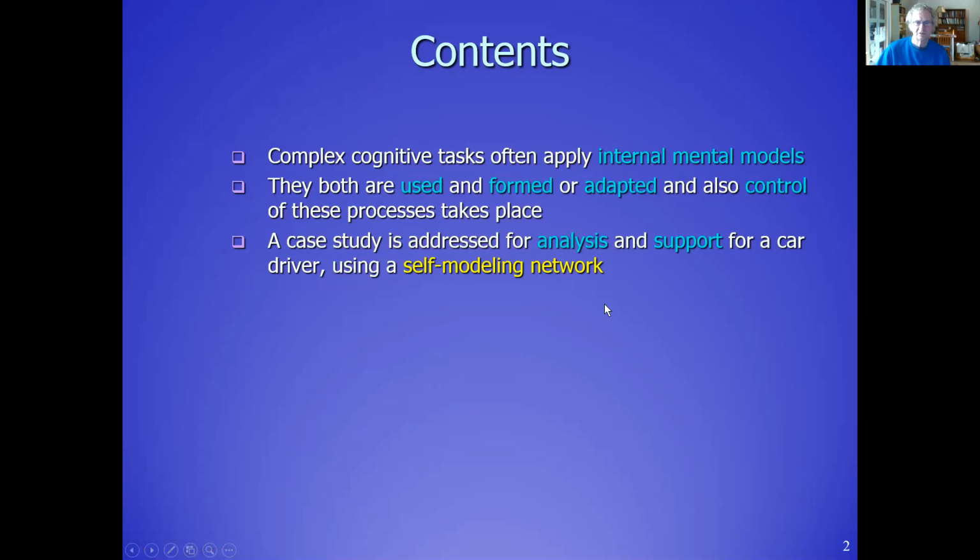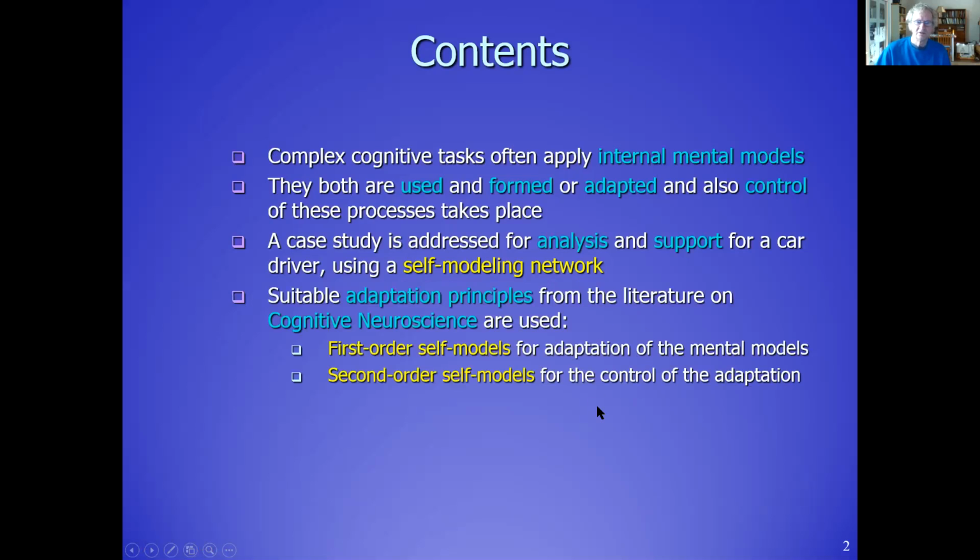So this gives a form of modeling where you can use a self-modeling network concept that we will indeed apply here. We use, for the adaptation, a number of principles from cognitive neuroscience for first order self-models for the adaptation of the mental models, but also second order for the control.